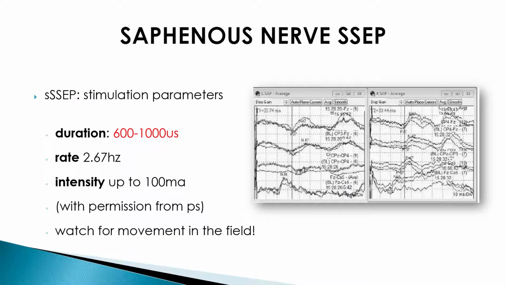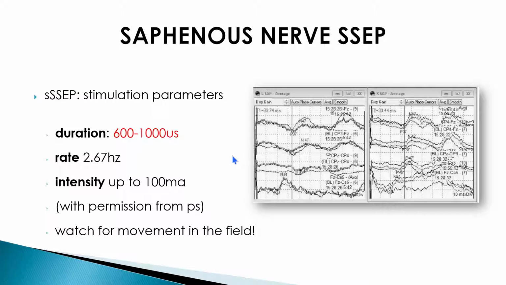The stim parameters while doing saphenous nerve are a little bit different. Because the leg is much meatier, you've got to stimulate much higher. So you need to get your interpreting physicians involved in how high they want you to go in order to maintain patient safety. But some of the studies say they go 600 to 1,000 microsecond duration. That's hitting the patient pretty long, at a rate of 2.67 and at intensity up to 100 milliamps. So you're hitting that patient pretty hard to get those responses.